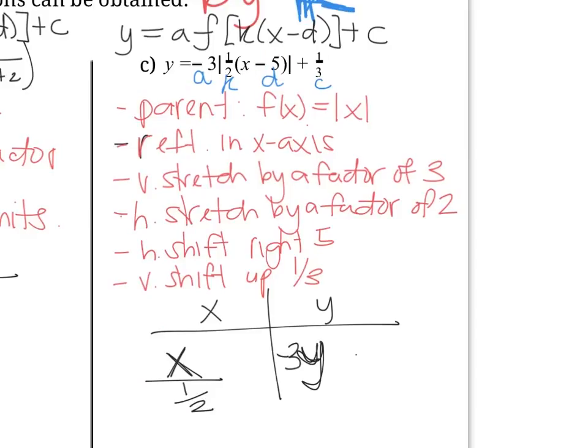Now let's take a look at our d value. We know that that's being shifted to the right 5, so we're going to add 5 to that remaining x coordinate. And then last but not least, we have our c value. It's being added to the y because it's shifting it up. So we're going to add a third, and we're done.